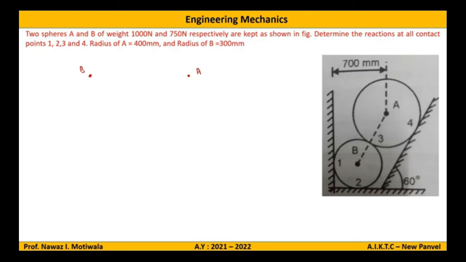Two spheres A and B of weight 1000 Newton and 750 Newton. तो B का वेट कितना हो गया? 750 न्यूटन. डाउनवर्ड फोर्स 750 न्यूटन. उसके बाद रिएक्शन फ्रॉम कॉन्टेक्ट सरफेसेस. बॉडी B का कितने कॉन्टेक्ट है? तीन कॉन्टेक्ट है. कॉन्टेक्ट नंबर 1 here at point A, कॉन्टेक्ट पॉइंट 2 and कॉन्टेक्ट पॉइंट 3. तीन जगह पे कॉन्टेक्ट है.